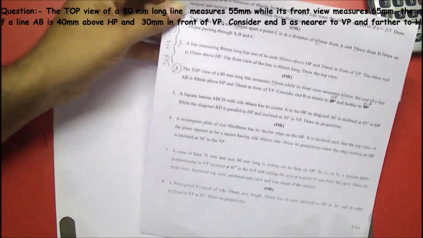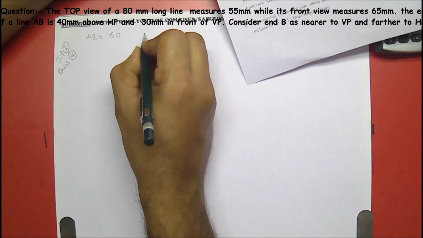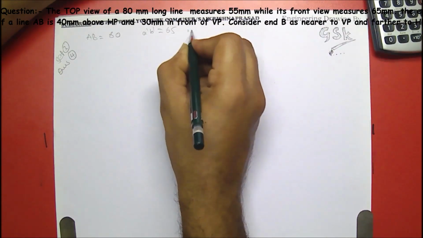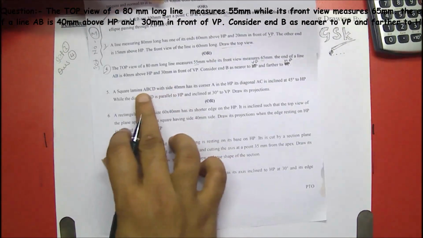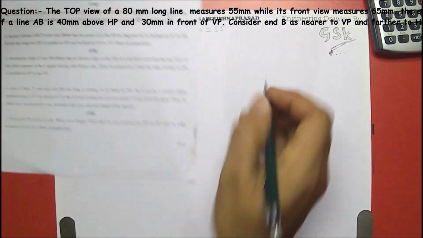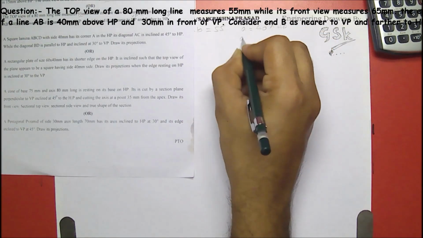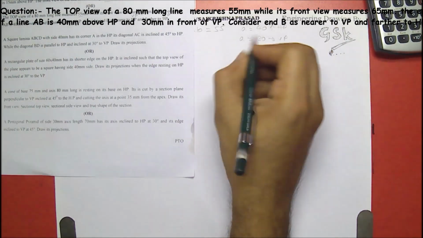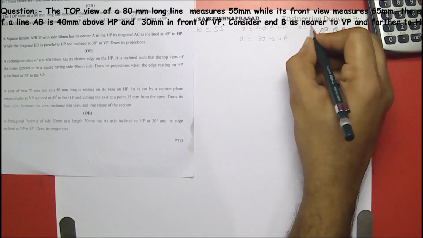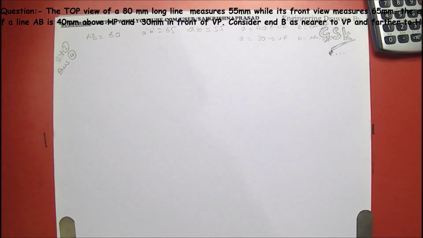So let me write down the given data from this question. There is a line AB 80 mm and the front view A dash B dash is 65 and AB, the top view is 55, and one of the ends of the line AB is 40 mm above, means A dash is 40 mm above the HP and A is 30 mm in front of VP, and another point, that is B, is far from HP and B is near to the VP. So let's start the problem.